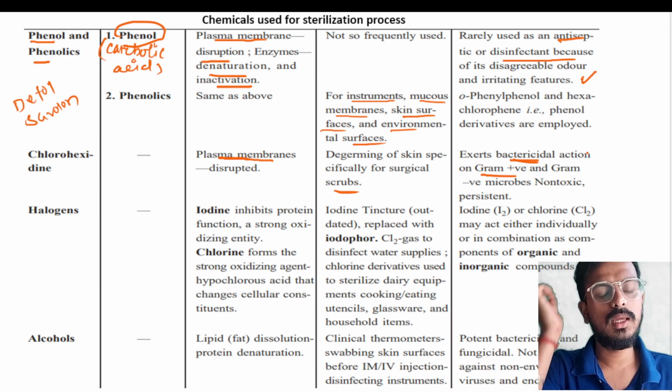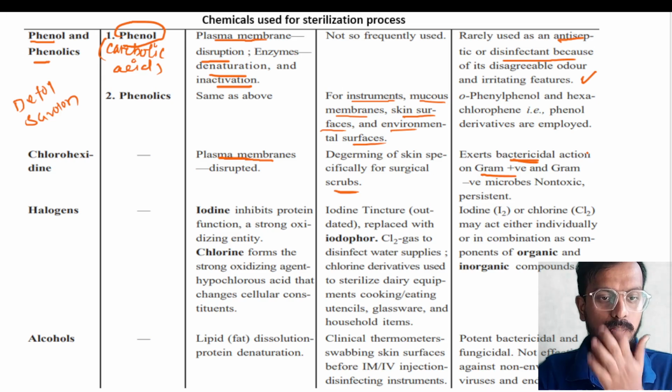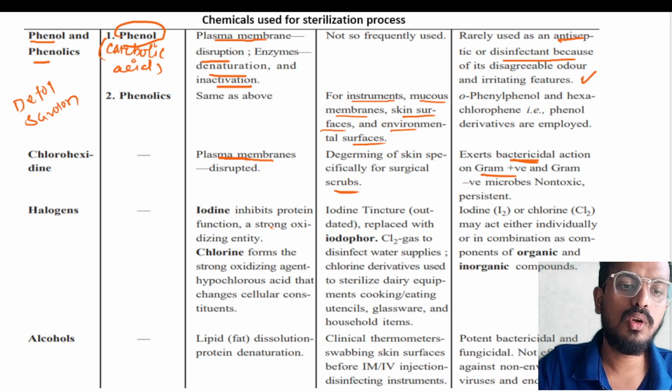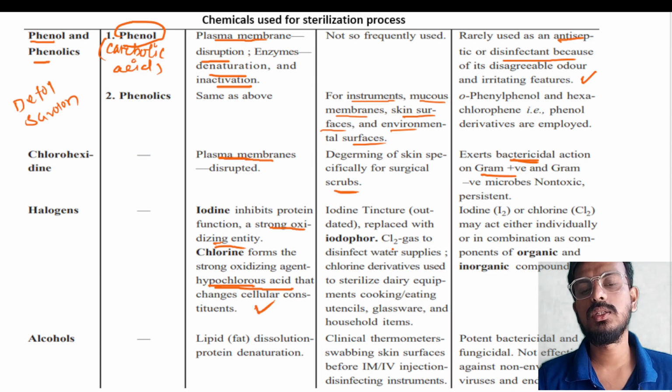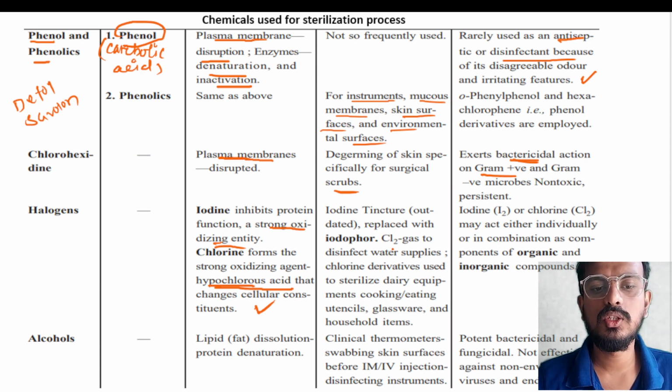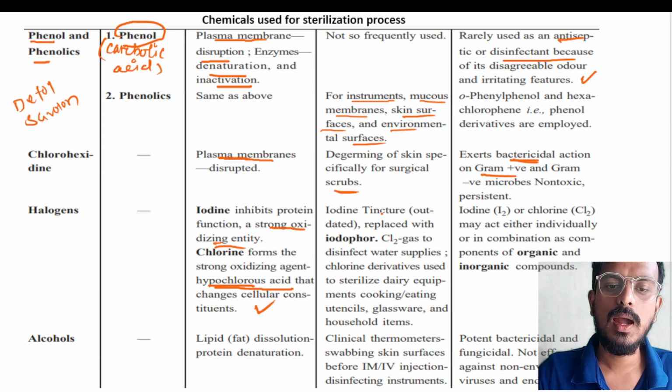If we talk about halogens like iodine and chlorine, iodine inhibits protein function and is a strongly oxidizing entity. Similarly, chlorine forms a strong oxidizing agent, hypochlorous acid, that changes the cellular constituents. Iodine tincture, as you know, the Betadine solution, has been replaced with iodophors. Chlorine gas is used for disinfecting district water supplies. Iodine I2 and chlorine Cl2 act either individually or in combination as potent organic and inorganic compounds.